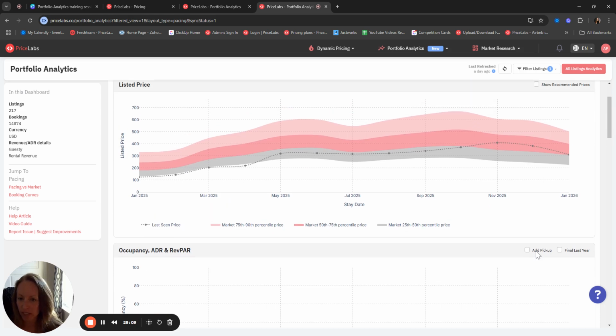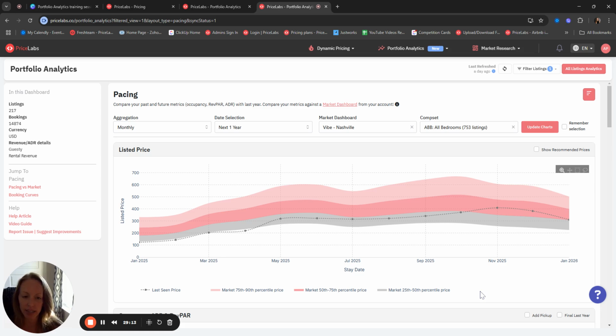Cool. So listed price is, I think, pretty self-explanatory. You can see that, like in this example scenario, for the close in dates, I'm hovering right around that 25th percentile. Then I start to get a little bit higher towards the 50th percentile. And then, towards the end of the year, I'm above that 50th, kind of halfway in between the 50th and 75th percentile.